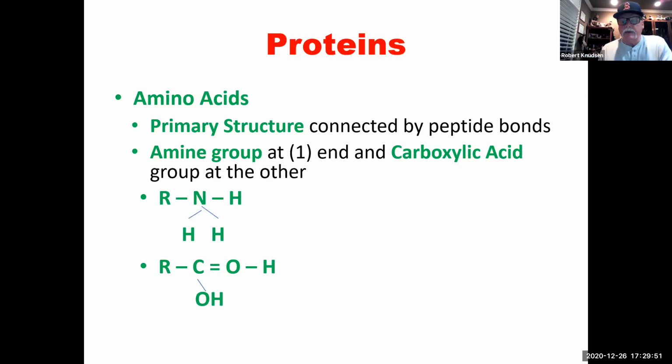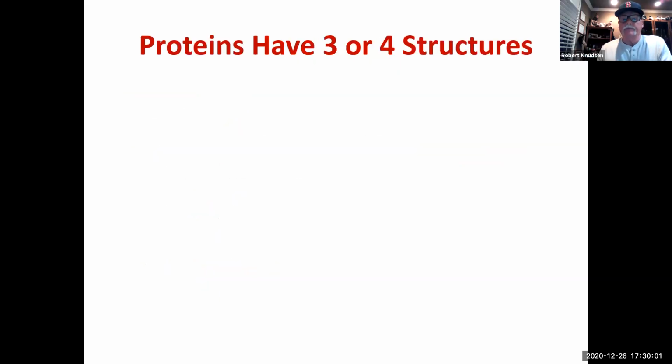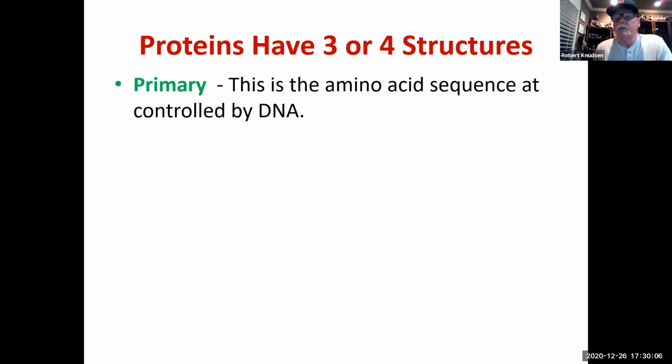So this is a generalized structure of an amino acid. In between, the reason I didn't put it, it's in between here, we put different things in, and there's 20 of them. 20 different things we put in between, and that gives us the different amino acids. You understand? Okay. Proteins have 3 or 4 structures. First one's primary. Primary is the amino acid sequence. What amino acid's next to which amino acid, connected by a peptide bond?